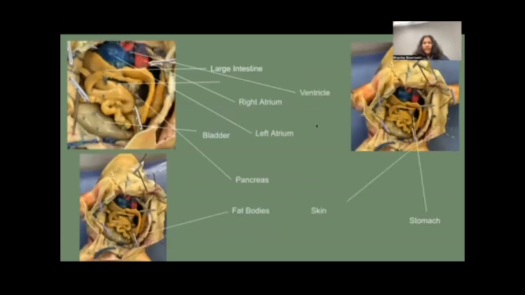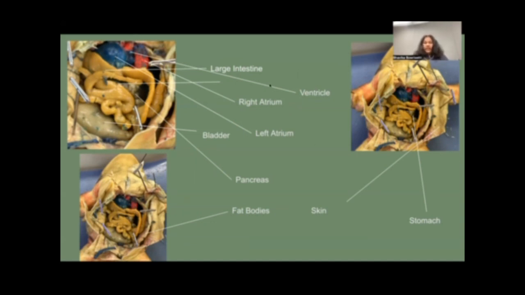And now for the anatomy. Here is the large intestine. This large intestine is essential for the digestion and absorption of food so that the frog gets the nutrients. Right here is the ventricle, which helps pump blood throughout the circulatory system of the frog.